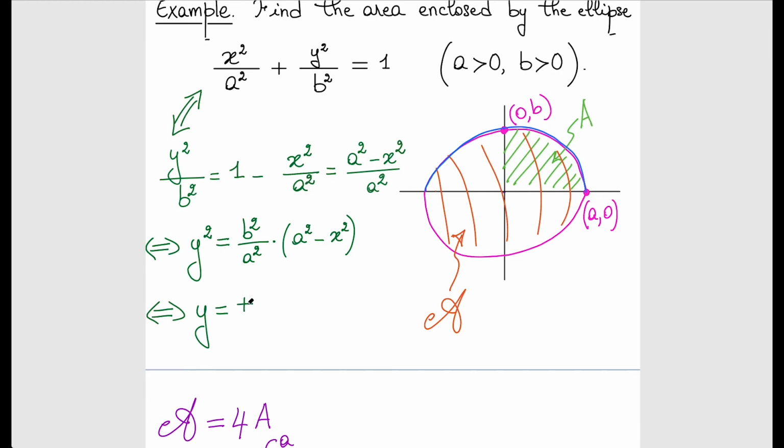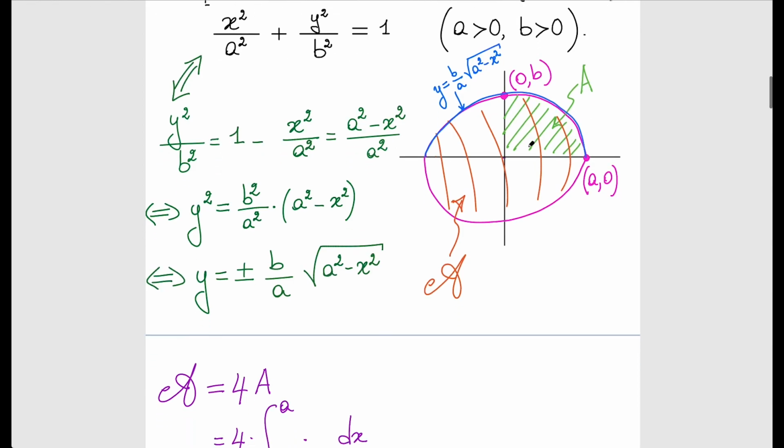So y then is equal to plus or minus the square root of this entity, which means b over a, because both a and b are positive. So b over a times the square root of a squared minus x squared, right? So we got plus and minus, and the blue one is the plus actually, right? So the upper half of the ellipse is the positive side, and the lower half is the negative side. In this context, we are interested in the positive side. So this curve has the following equation. So y equals b over a times the square root of a squared minus x squared. Correct? This is the blue curve. Okay, so that's the function that's gonna sit right there.